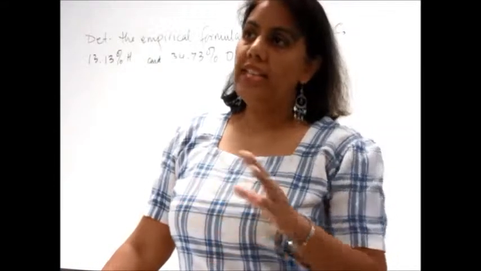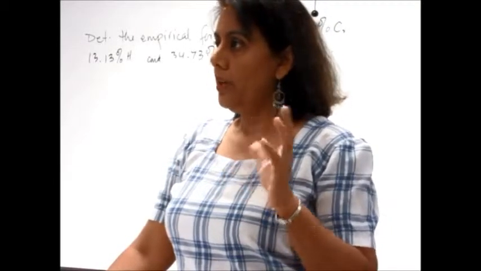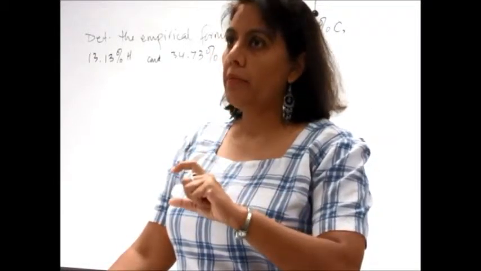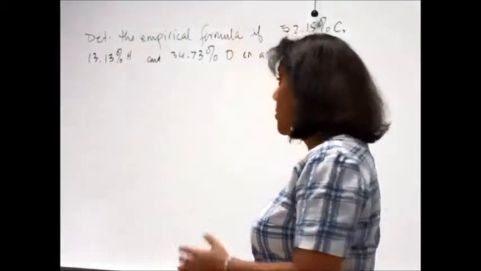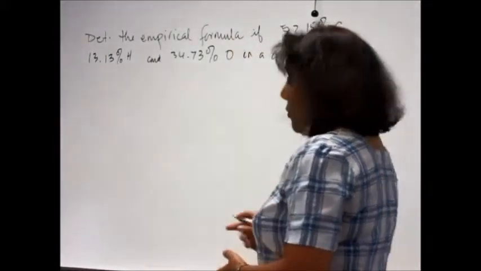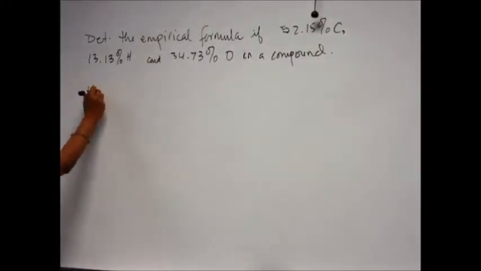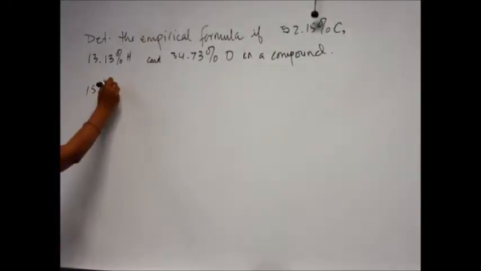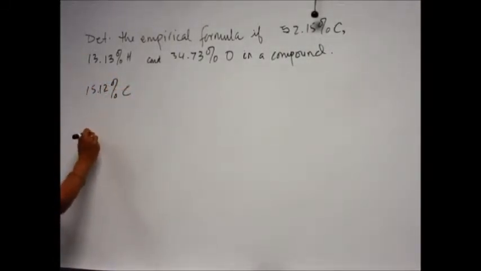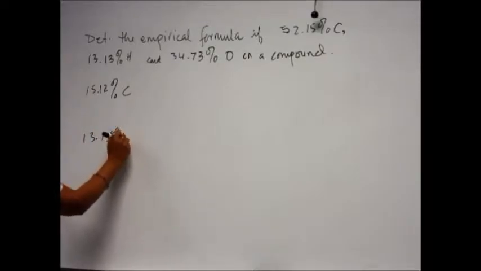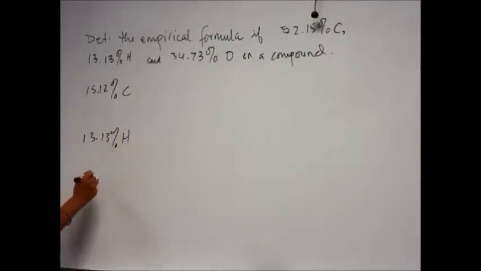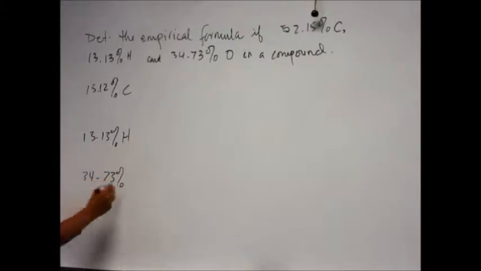So now we're taking the reverse. First you did the other way, which means you had a formula, you were calculating mass percents. Now you have mass percents, you're going the other way. So the first thing you do for everything, 52.15% carbon, 13.13% hydrogen, and 34.73% oxygen, is add everything up.